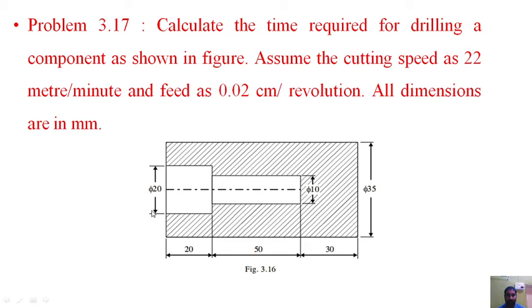So this requires two operations. We cannot do this operation directly. Initially you have to drill a hole of 10 mm dia for a length of 20 plus 50, 70 mm, in the first step. You cannot directly drill a 20 mm dia hole and again a 10 mm dia hole, so we have to make it step by step. In the initial step you drill a hole of 10 mm dia for a length of 70 mm. After that you use a drill bit of 20 mm dia and drill a hole for a length of 20 mm. So two steps you have to make.